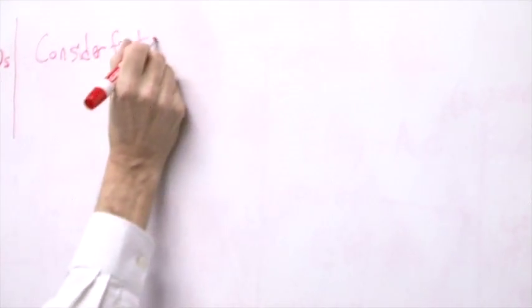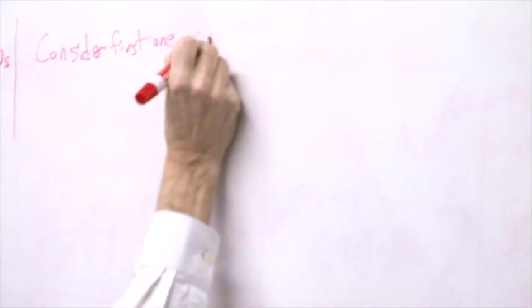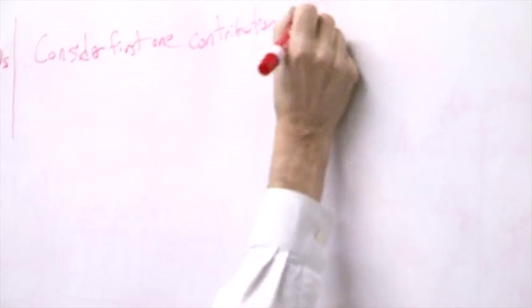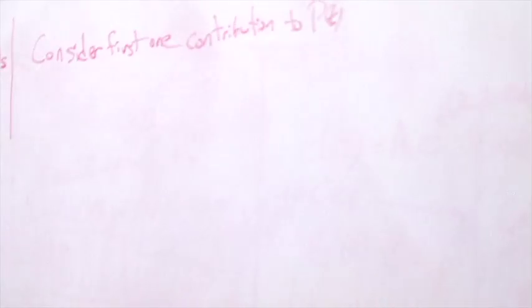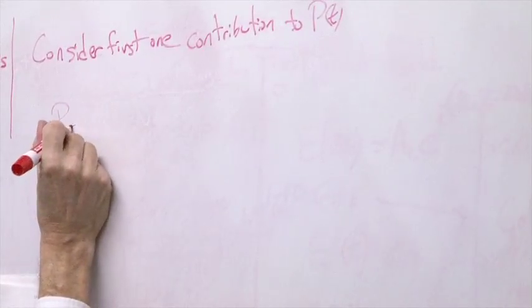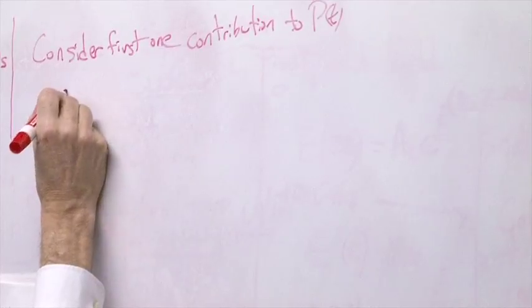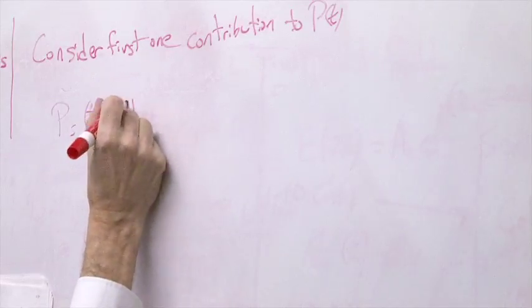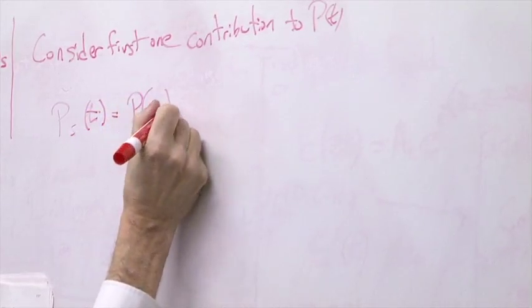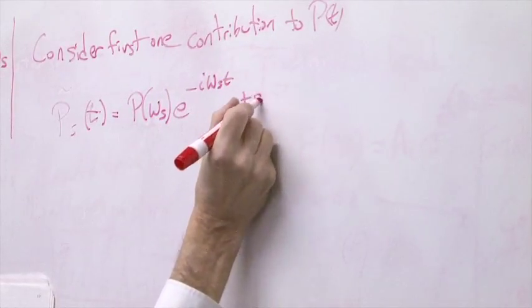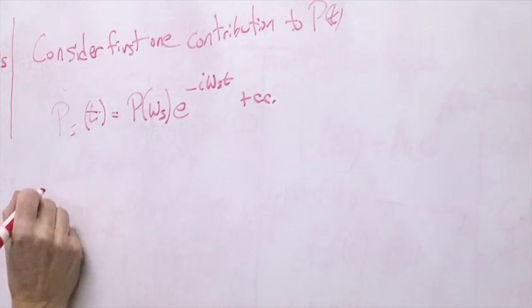Let's consider first one contribution to P of t. I said there's 4 of them. This contribution we'll write as, well, let's just call it P Stokes of t is P at omega s e to the minus i omega s t plus complex conjugate.